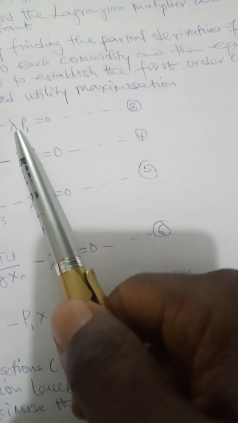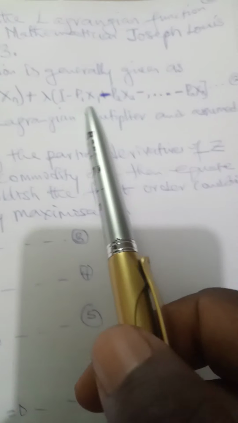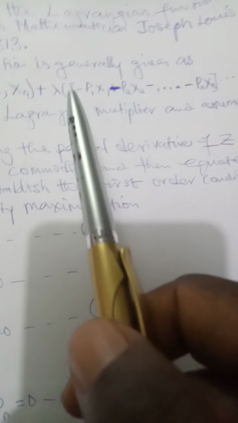So the next thing is to take the partial derivative, dz/dx. You have this. Later on I'll show you that this is the marginal utility of commodity x minus lambda, the Lagrangian multiplier, the constant, times p. When you differentiate this with total utility, like I said earlier on, all the others here will be 0.